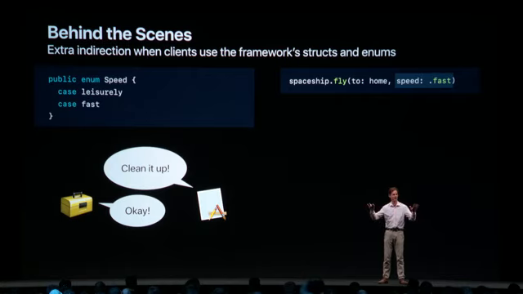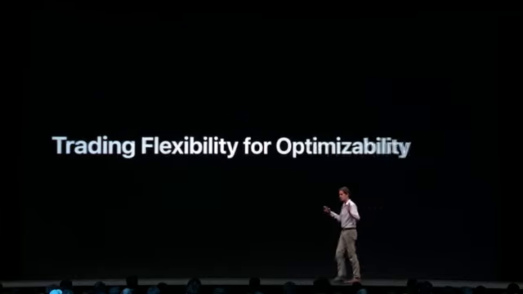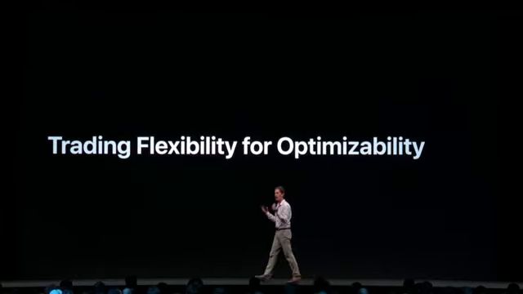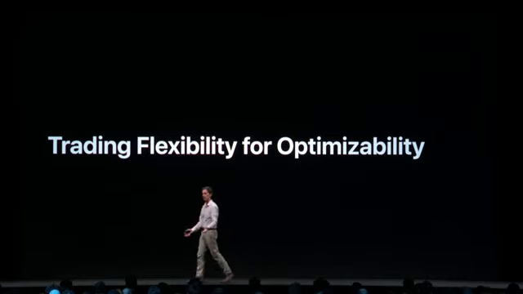Now, a couple of you in the audience at this point are probably getting a little antsy because we're talking about all this extra communication between the client and the framework. And that's because you have performance-sensitive frameworks. And that's why the next section is about trading the flexibility that Swift is giving you for the optimizability of your clients.